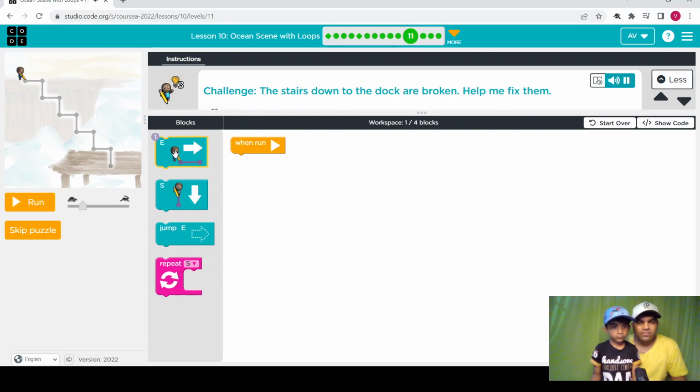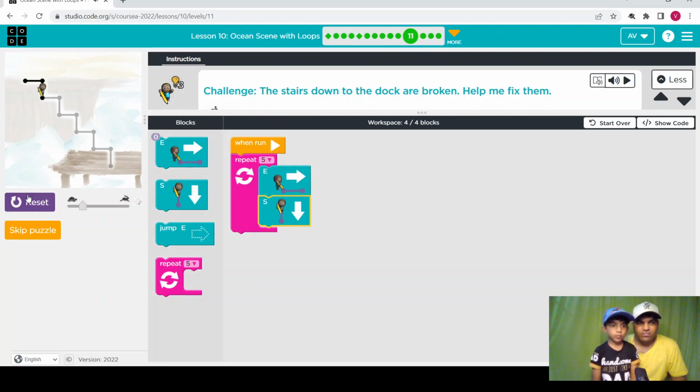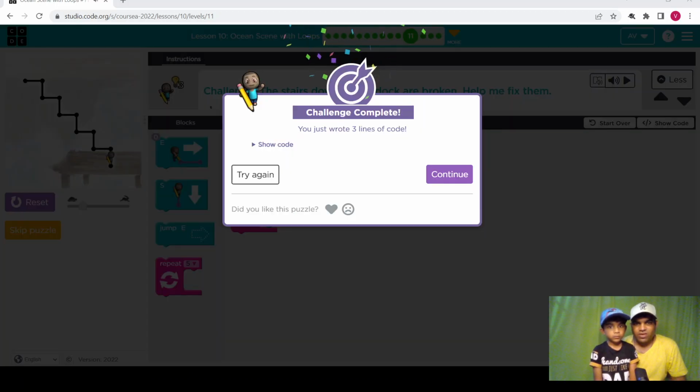The stairs down to the dock are broken. Help me fix them. I'm going to take a repeat block. South, east, east, south. Five times. Run. Alright, so we completed the challenge. Wow. Let's continue to the next level.